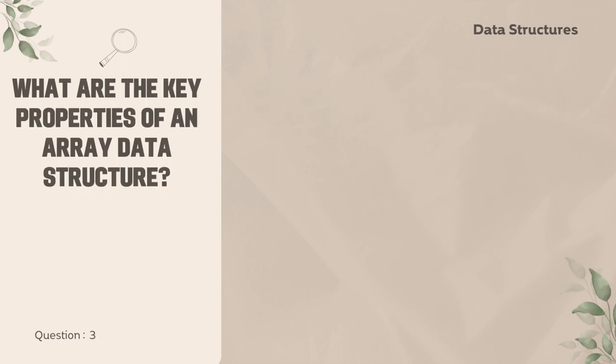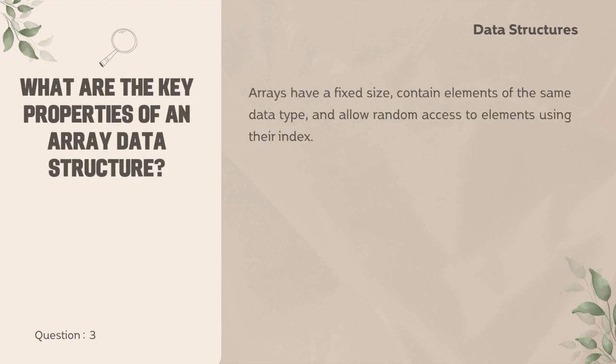What are the key properties of an array data structure? An array is a fundamental data structure in computer programming. It allows for storage of multiple elements of the same data type in a contiguous block of memory. It is usually characterized by three main properties: fixed size, containing elements of the same data type, and allowing random access to elements using their index. There are some exceptions recently.